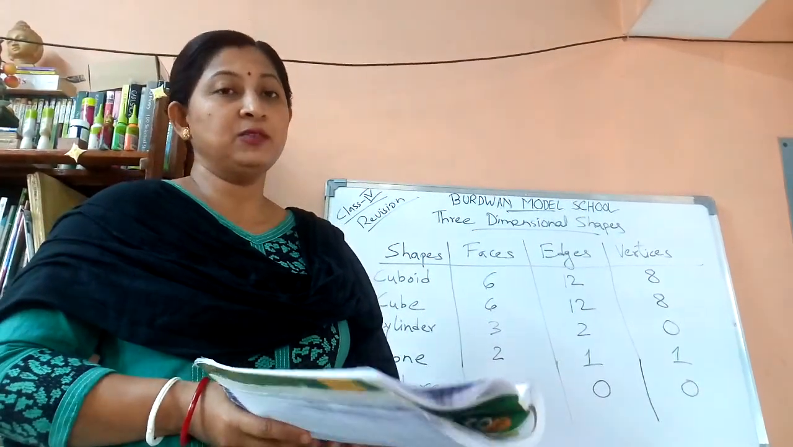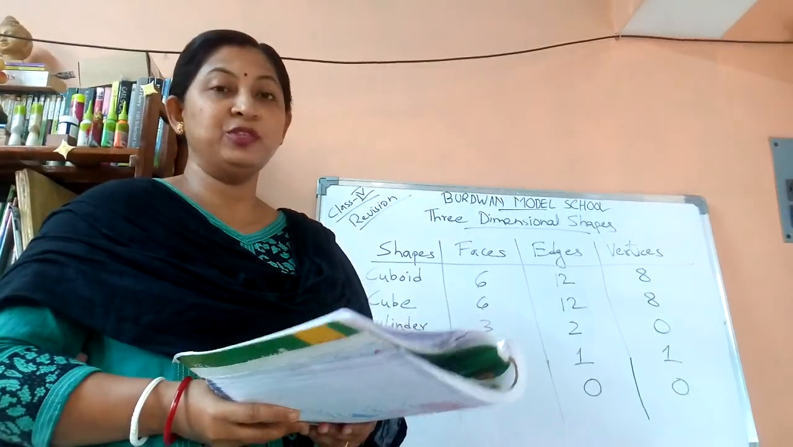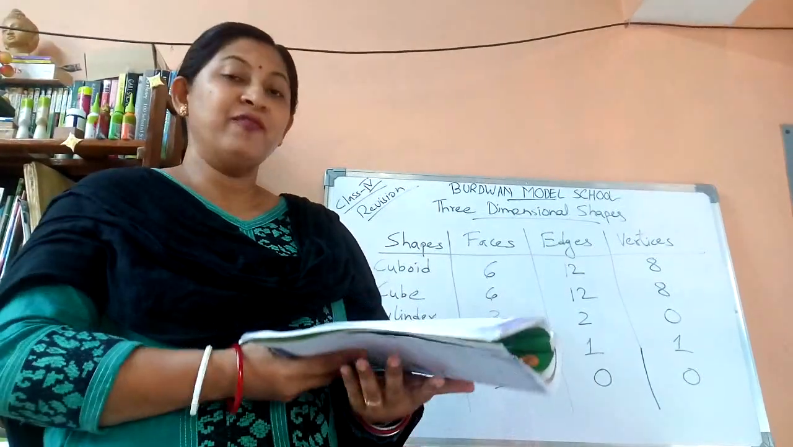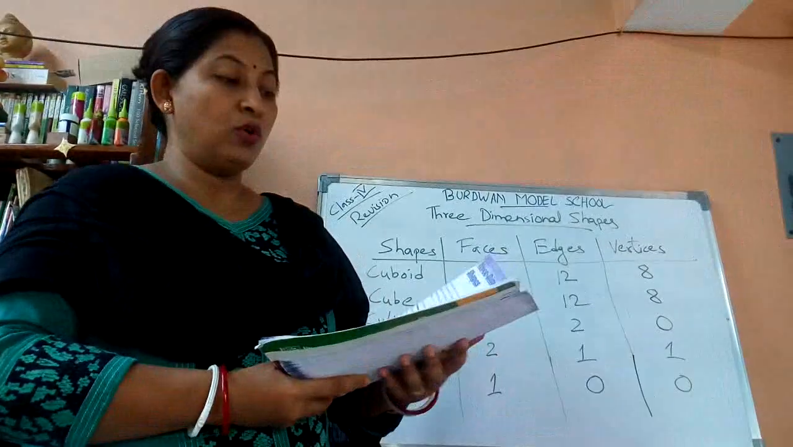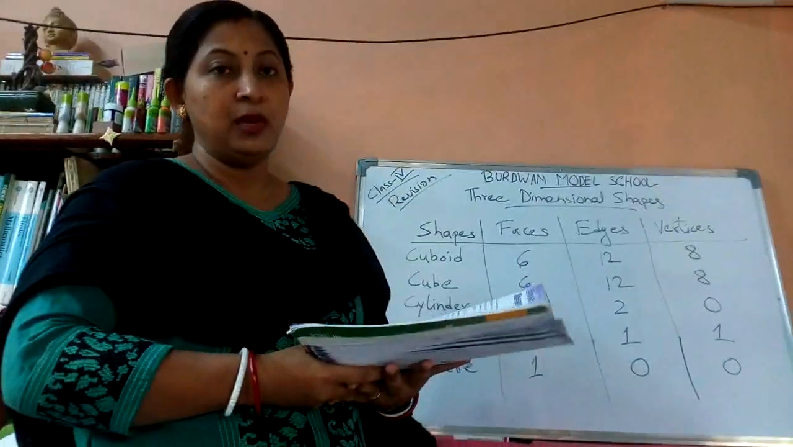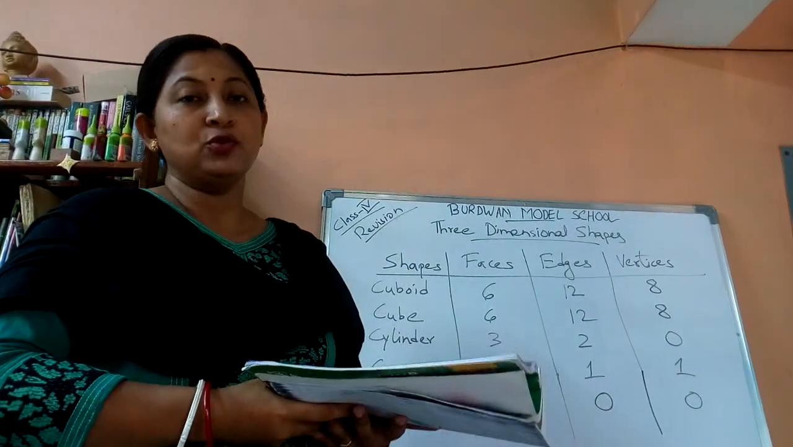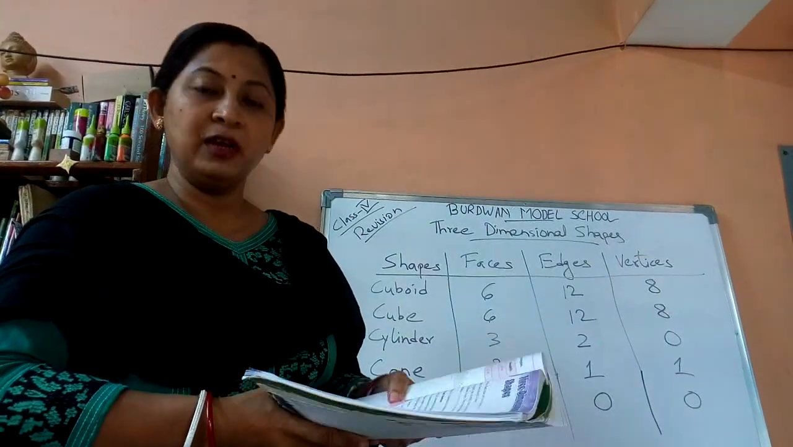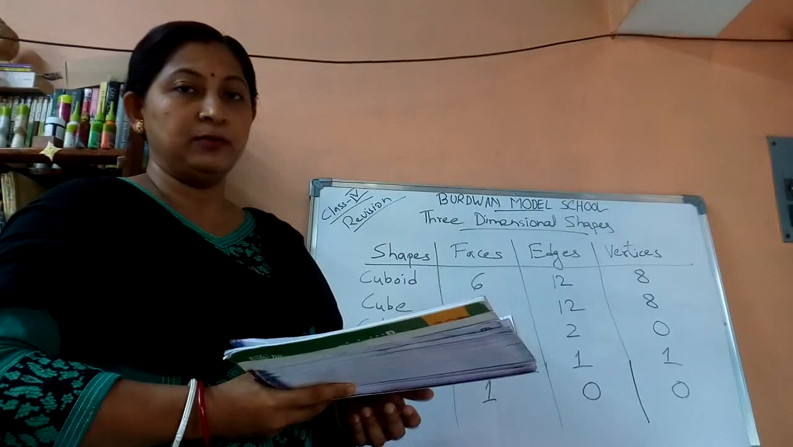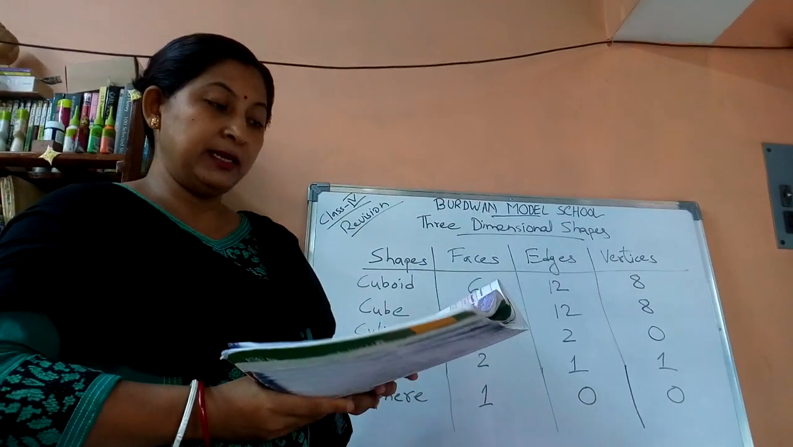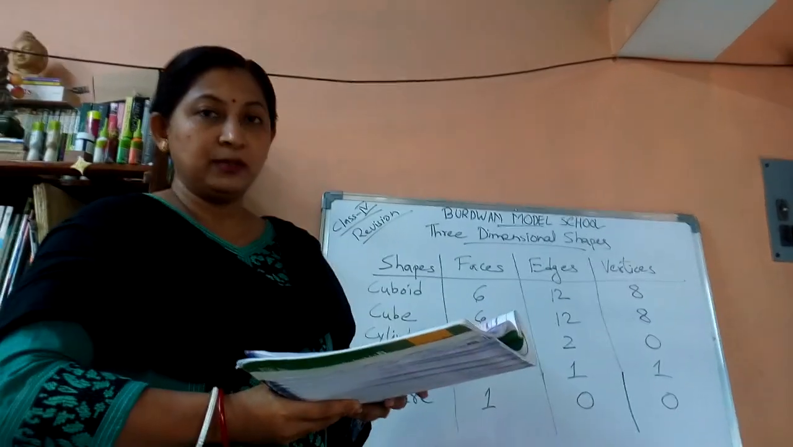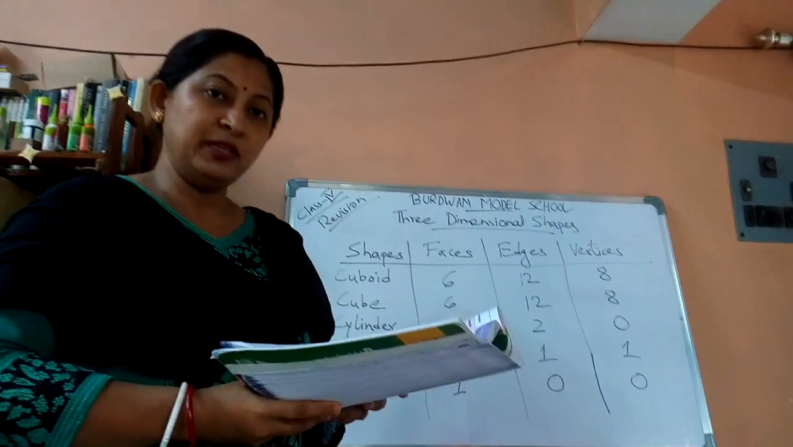Today we will revise chapter number 16, that is three-dimensional shapes. I have given some assignment on these three-dimensional shapes and I have seen that some of you have confusion. So just to rectify that confusion, we will do one more revision. As you know, solid shapes are known as three-dimensional shapes.